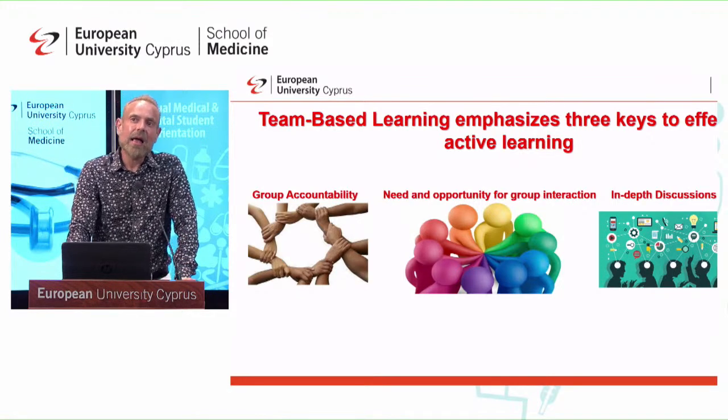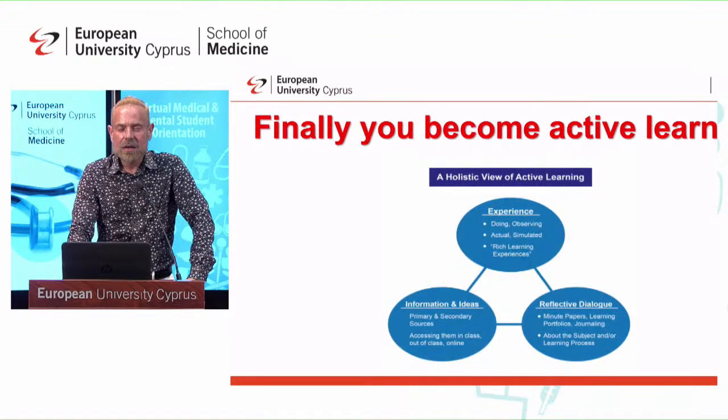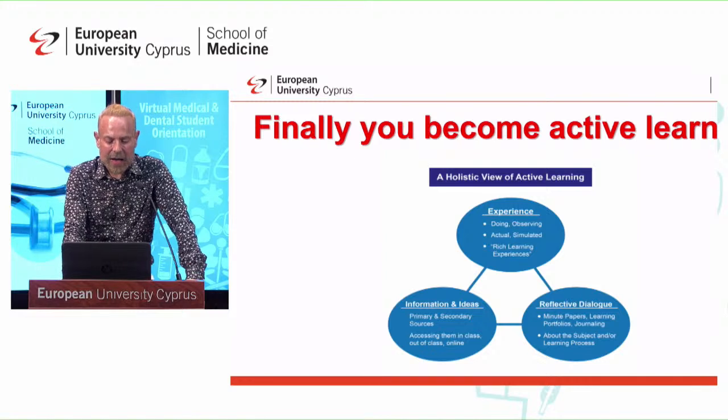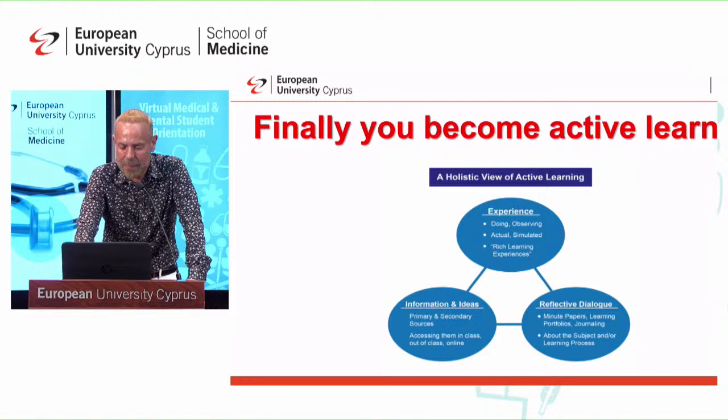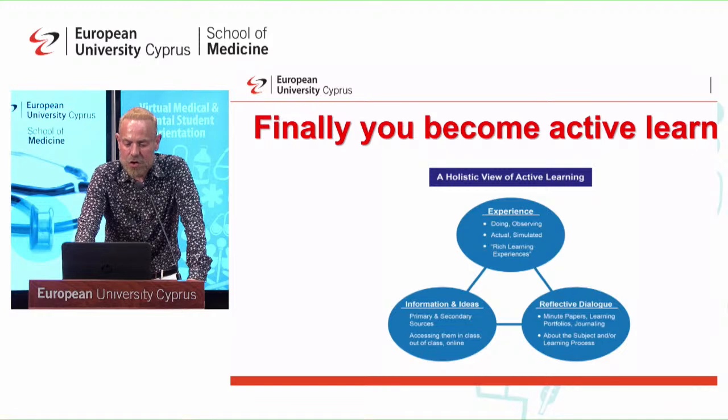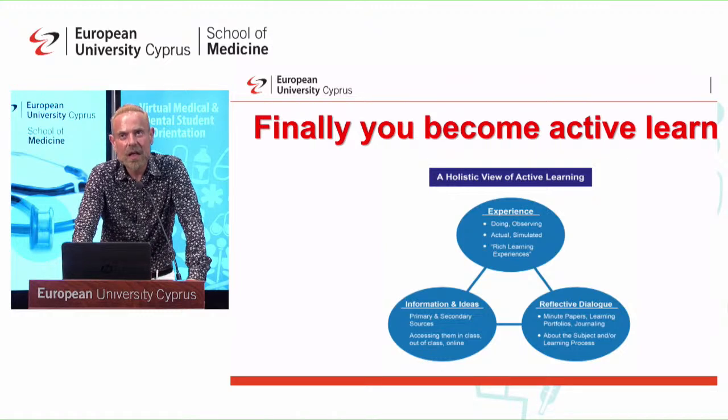And by embracing the idea of team-based learning, you become an active learner. And you become an active learner by using experience, by using new ideas, but more importantly, you become what I am calling, and what the literature is calling, reflective practitioners. Reflective practitioners are practitioners who learn from their mistakes through a formal procedure of reflection.